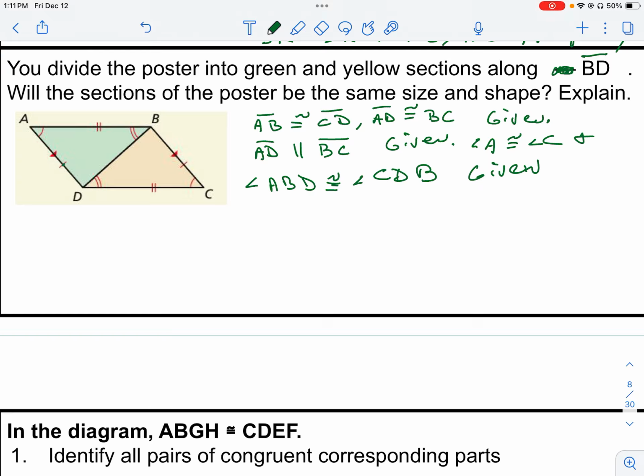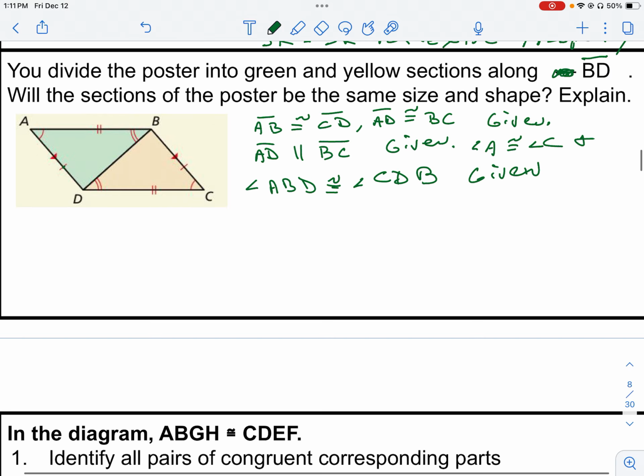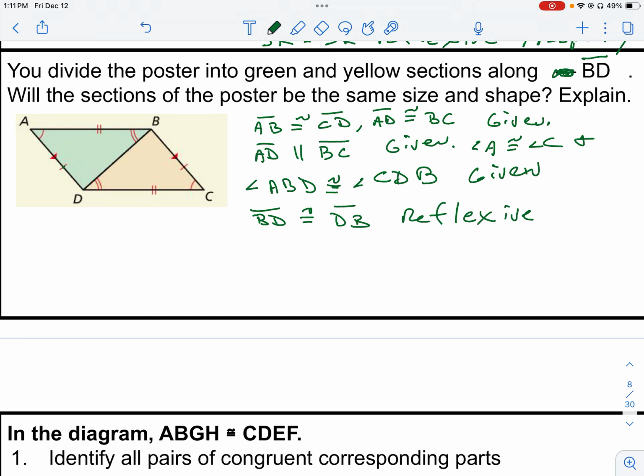Well, we're given two angles, two sides. We need the third side and the third angle. Well, the side that they share is side BD is congruent to side DB. Once again, our reflexive property, because BD is the same and it's going to be the same length in both triangles.